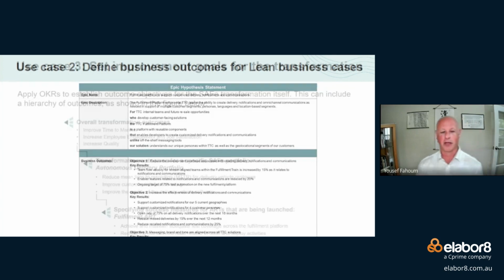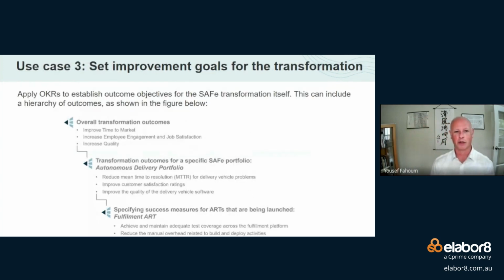The last use case is, how do we transform the organization? What is it we're trying to do here, really? Is it just building the epic hypothesis statement or strategic themes? No. We're trying to apply OKRs to the SAFe transformation of the organization. So it almost forces early discussion around expected benefits.